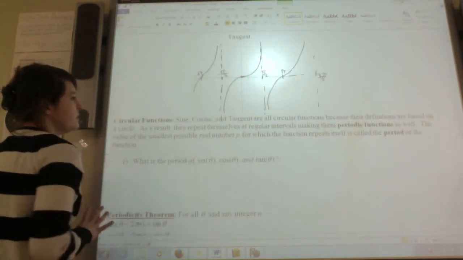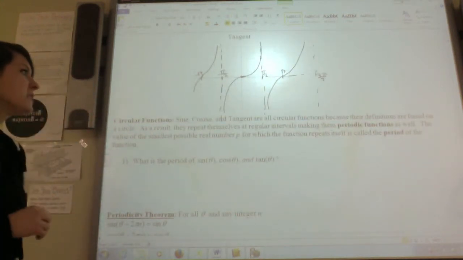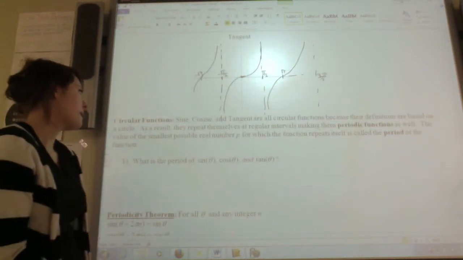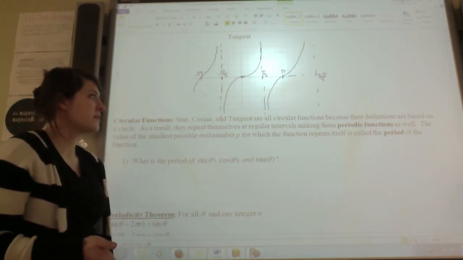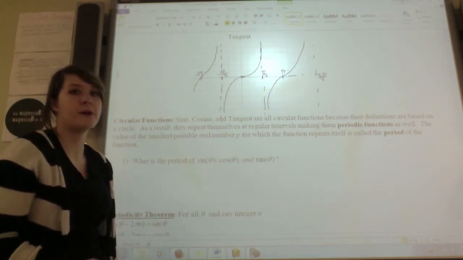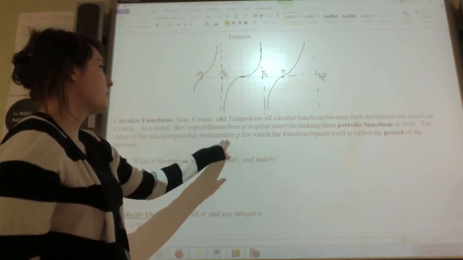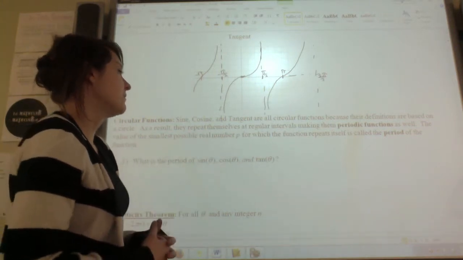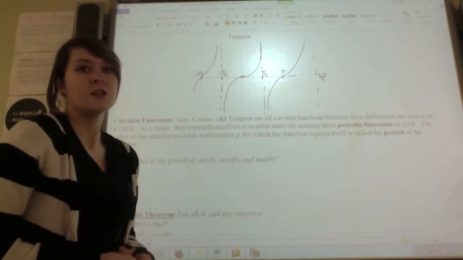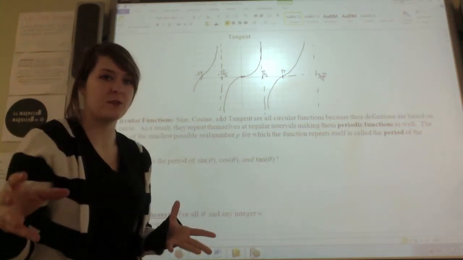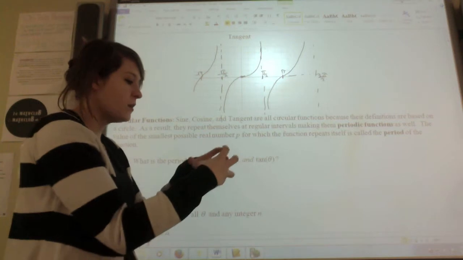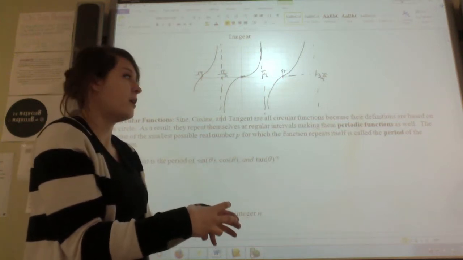Alright, so these are called circular functions because their definitions are based on a circle. As a result, they repeat themselves at regular intervals, making them called periodic functions. The value of the smallest possible real number p for which the function repeats itself is called the period of the function. So in other words, before I actually start repeating myself, the smallest amount of time where that occurs is called the period.